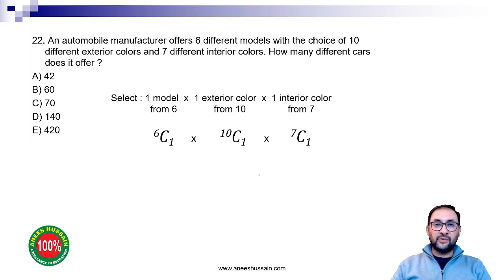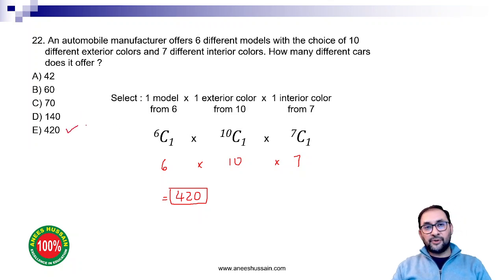6C1 into 10C1 into 7C1. This is going to be 6 times 10 times 7, and that should give you exactly 420. So we can order 420 different cars from this particular manufacturer. So the answer should be option E. I hope this is clear to all of you.